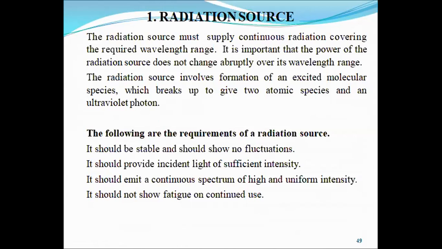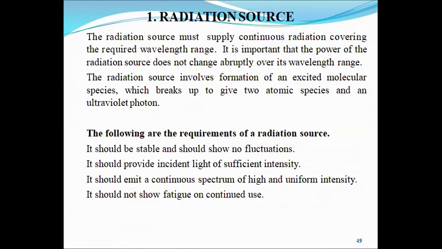We need to have a radiation source. The radiation source should be a continuous radiation covering the entire wavelength range, and it involves the formation of excited molecular species, which we know. The entire principle of UV is based on this radiation. The ultraviolet radiation is absorbed, and an electronic transition takes place, where electrons move from the ground state or lower energy state to the higher energy state by absorbing a particular UV radiation. So this is the basis of it.